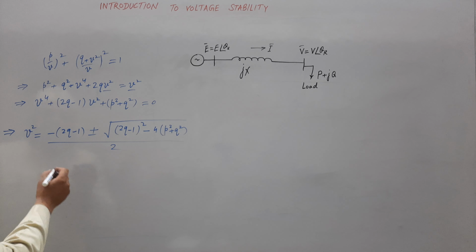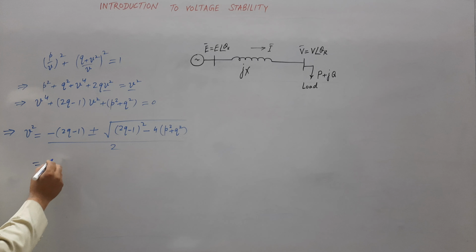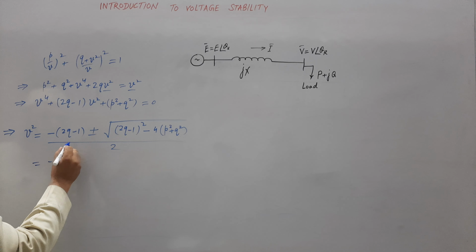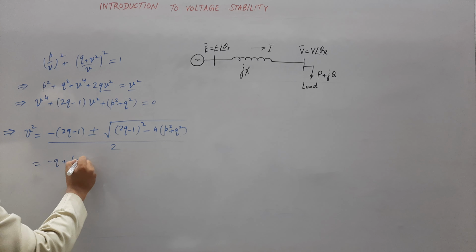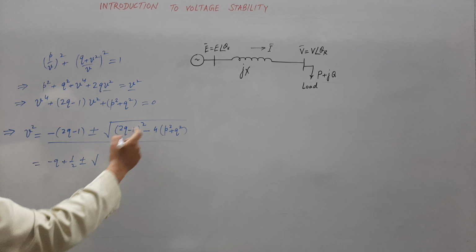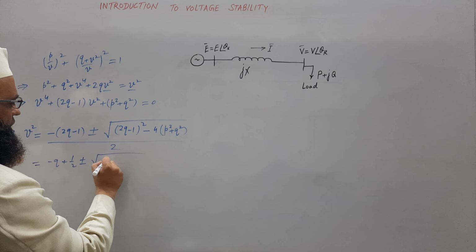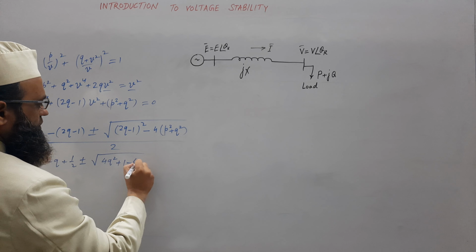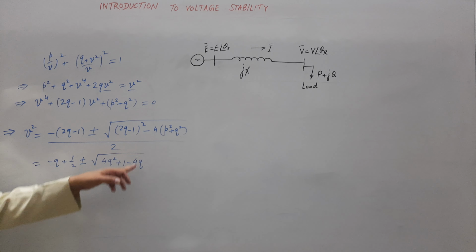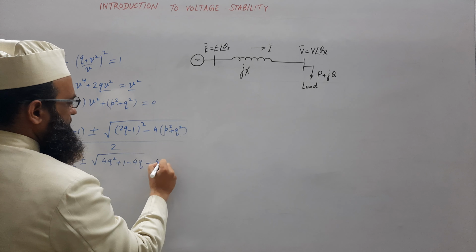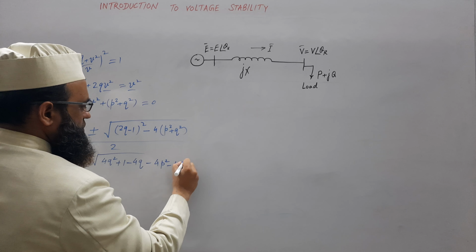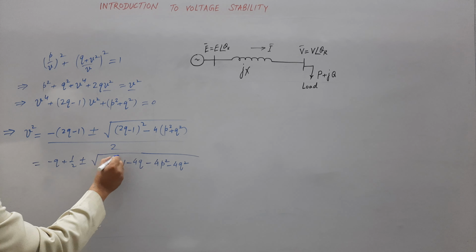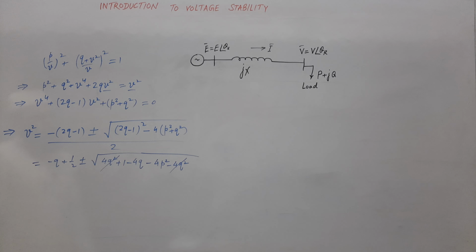So this may further be written as minus 2 will get cancelled. So minus q plus 1 by 2 plus minus under root 4q square plus 1 minus 4q 2 into AB. So minus 4q minus 4p square minus 4q square. So this 4q square will get cancelled with this 4q square upon 2 is there, right? So upon 2. So take 4 common.